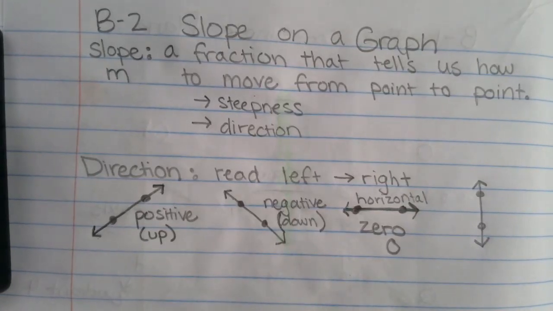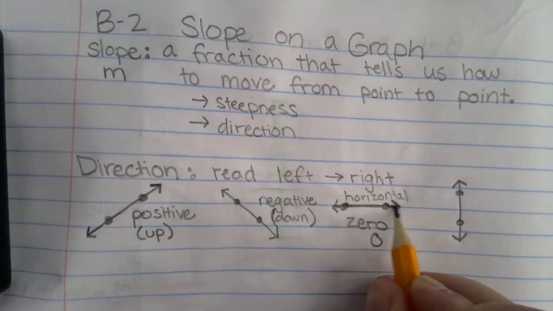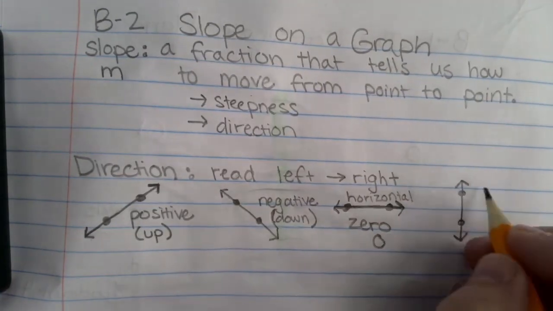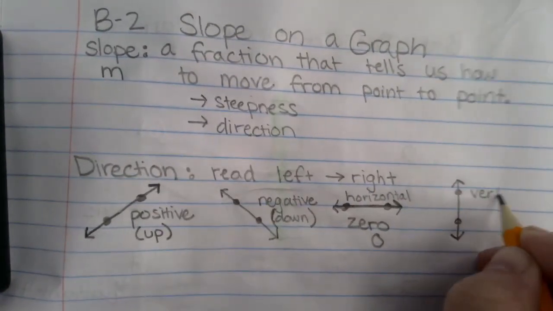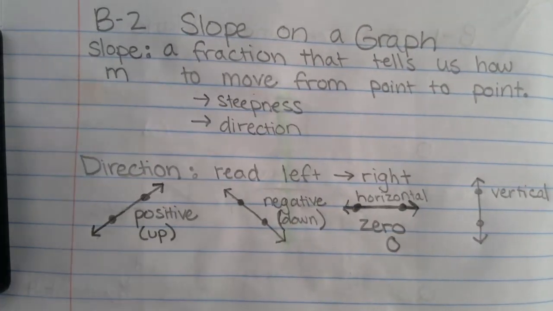What do we call those lines that go straight up and down? This is horizontal. Vertical, good. Those of you that play basketball might know your vertical because that's how high you can jump.